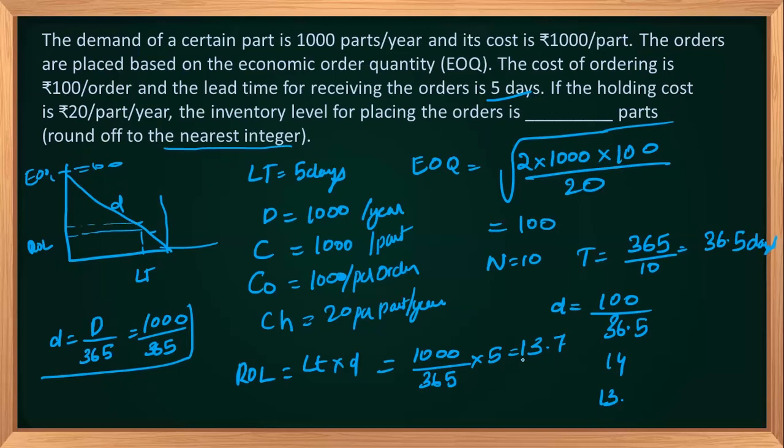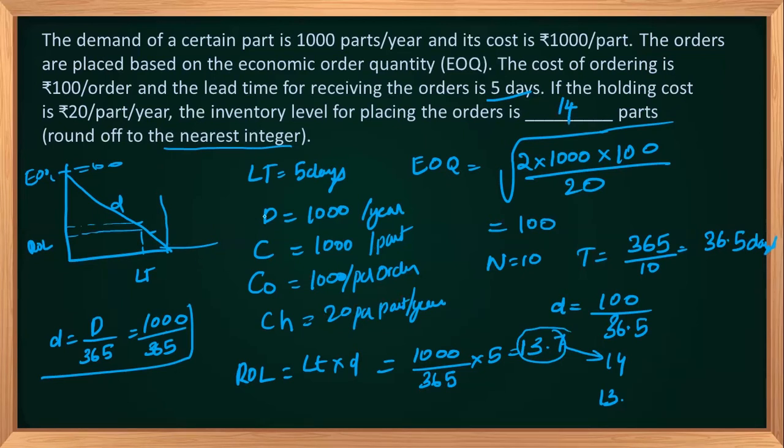So the round off should be taken this way. If you take the nearest one also, it will be 14. But actually, we have to take 14. Whenever it reaches 14, you order. Don't wait for it to come to 13. Then you will get it in 5 days. I hope it is clear to you.